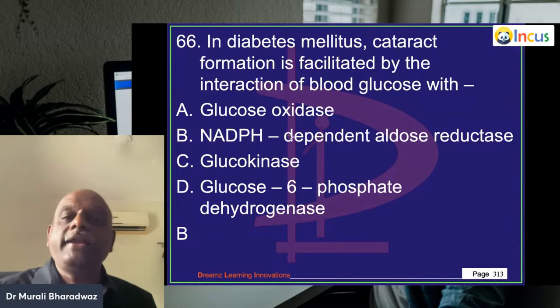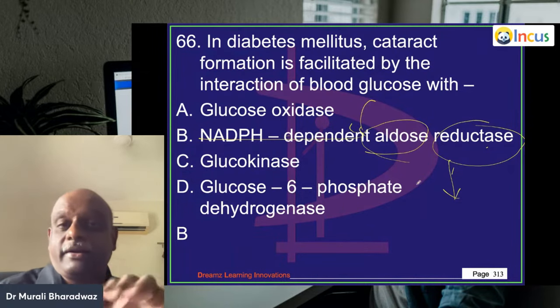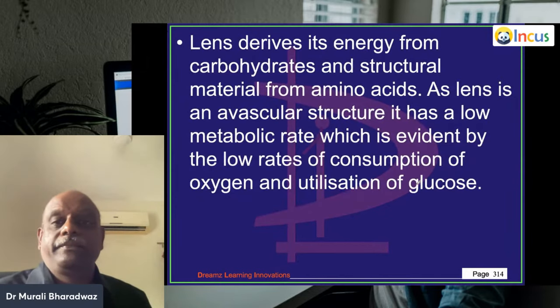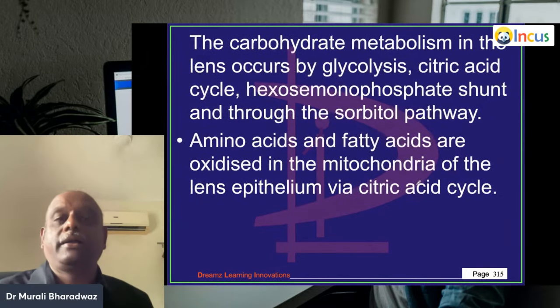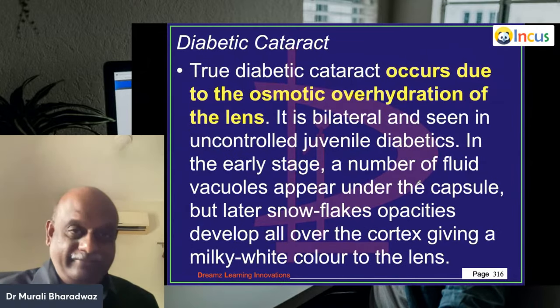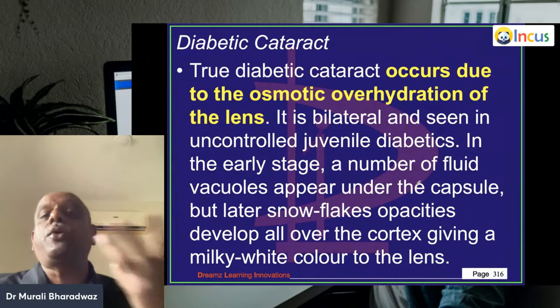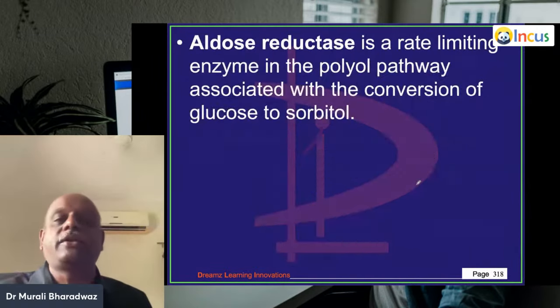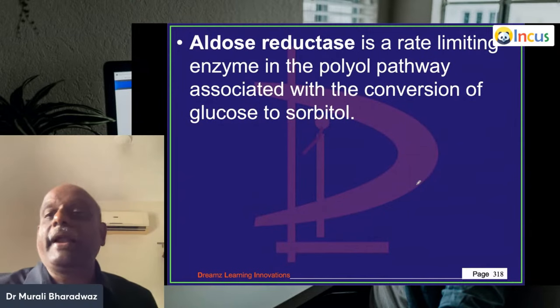So it is the NADPH dependent aldose reductase which will convert the high sugar into the alditol pathway, leading to osmotic overhydration of the lens, leading to the development of the cataract.